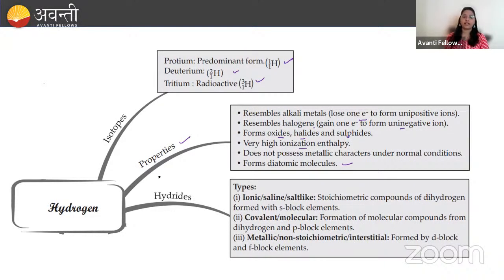The next very important thing is hydrides. There are different kinds of hydrides of hydrogen. Here you can see 1, 2, and 3. Ionic hydride, which is also known as saline or salt-like. Next, covalent hydride or molecular hydride. Next, metallic, non-stoichiometric or interstitial hydrides. So these are the 3 hydrides of hydrogen. Very, very important, right?